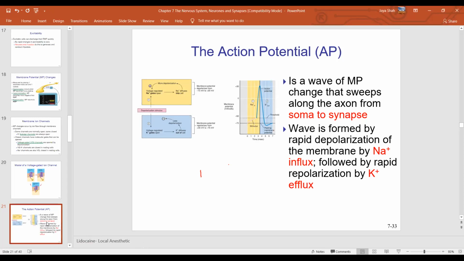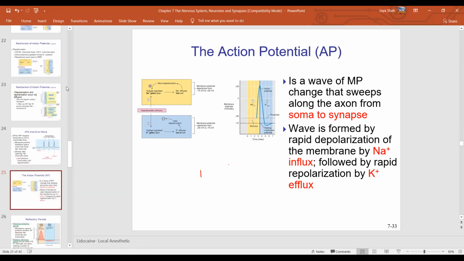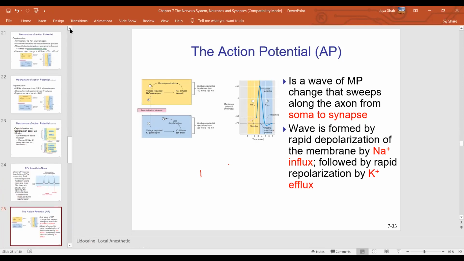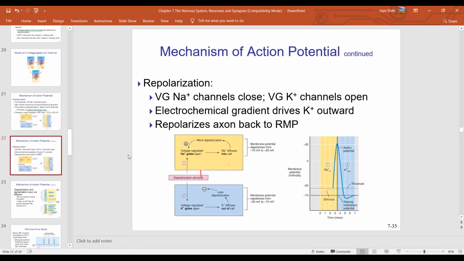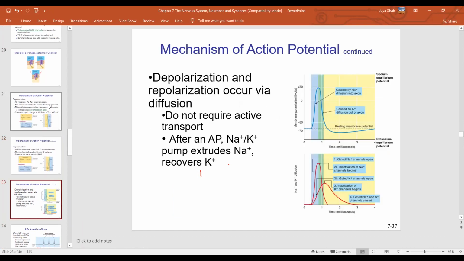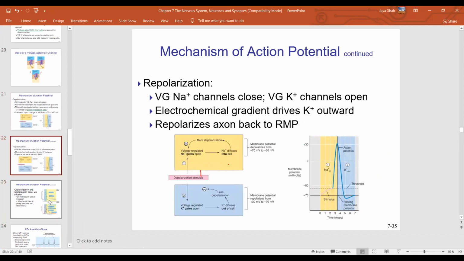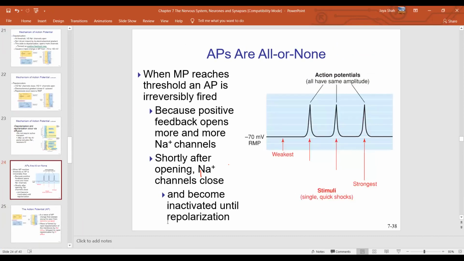Okay. I have a quick question. For the numbers, the negative 70 millivolts and the 30, are those standard figures? Yes, standard figures. Okay. Thank you. And these are all explained again in different stages. You guys can see here. Okay.